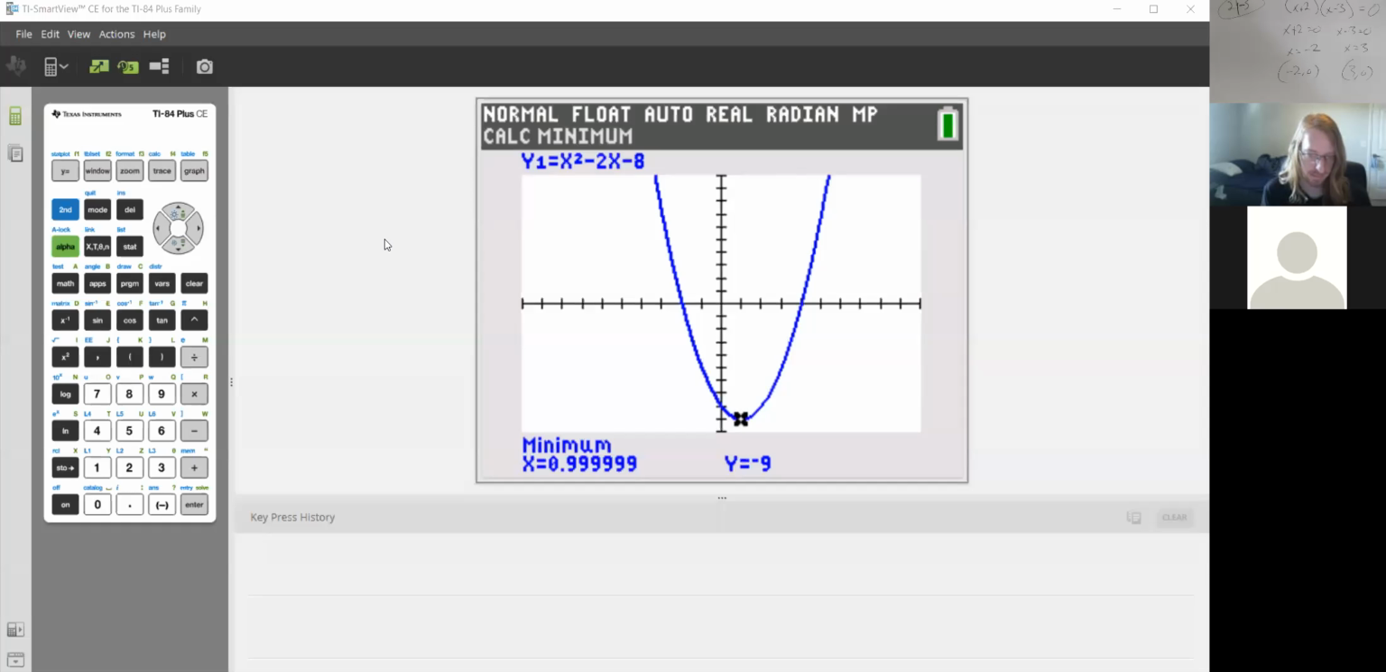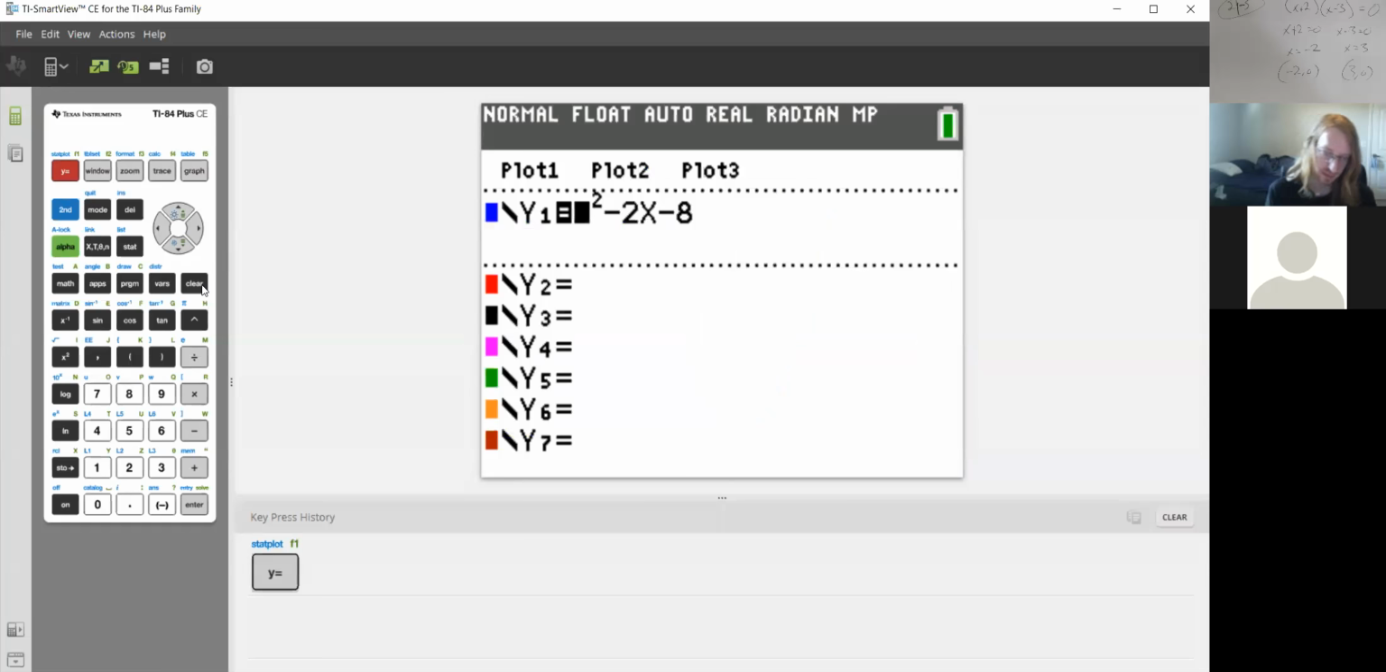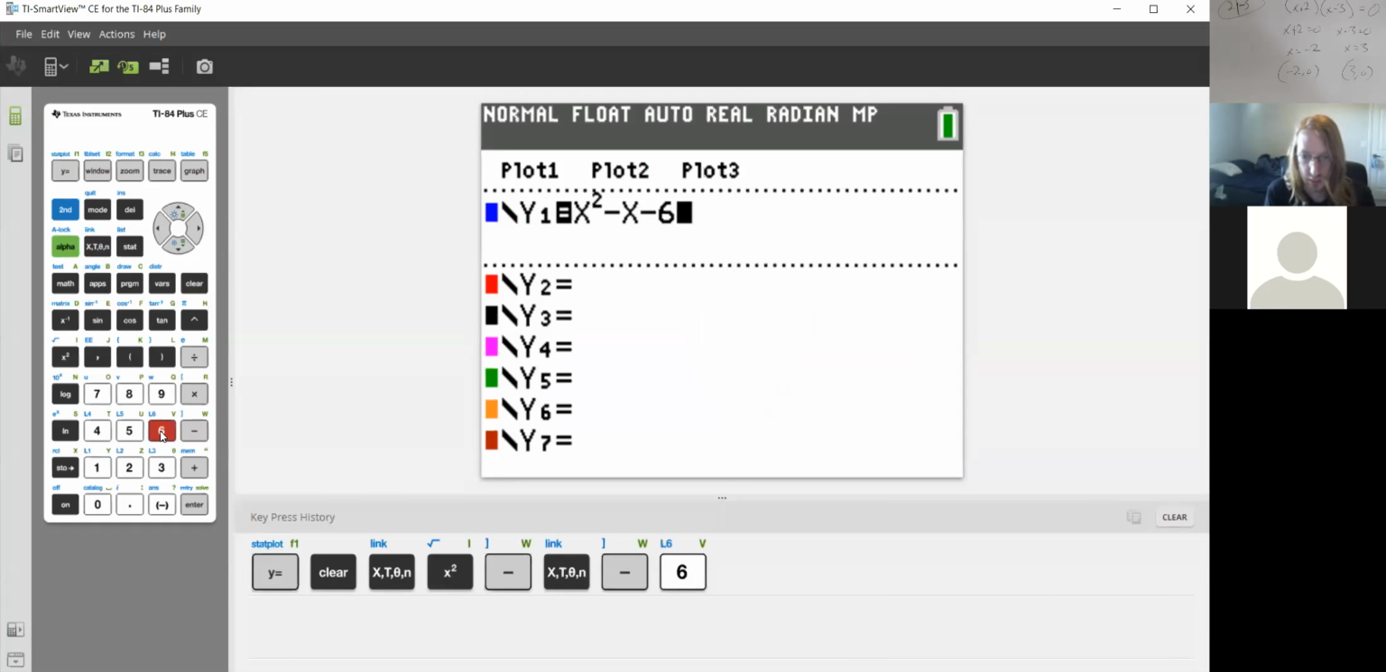Here's my TI. What I want to do is put it into my y equals. So I hit the y equals and clear whatever is in there. So I want to do x squared minus x minus 6. Is that what the one was? Yeah, that's what the previous one was that we did. This is it. I am done putting it in there.